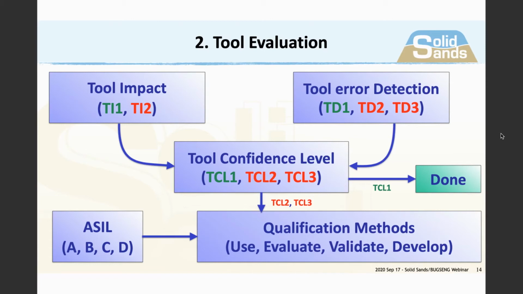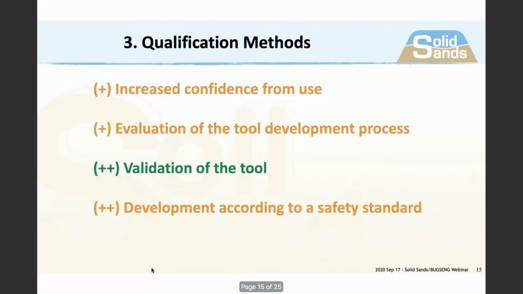So in general, you will end up here in the last step, and that's where you have a choice of 4 qualification methods. Which choice depends a little bit on the ASIL level, but actually for tools, for compilers, there's not that much of a difference what kind of ASIL level you're aiming at. So these are the 4 qualification methods.